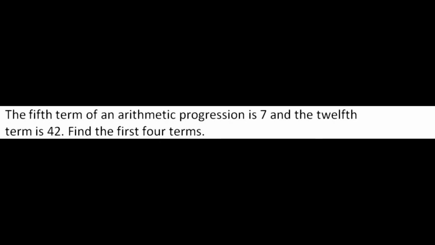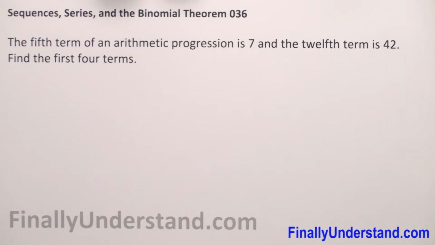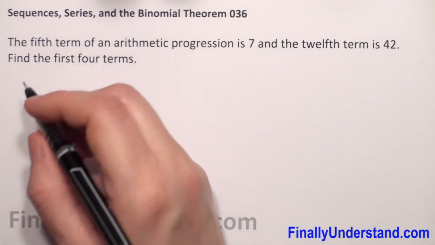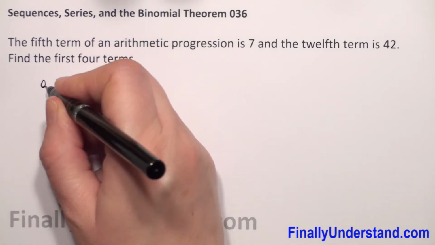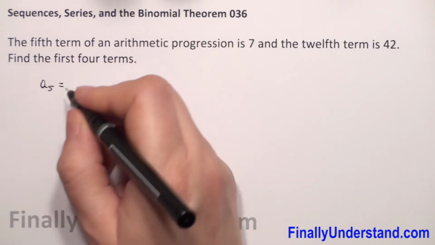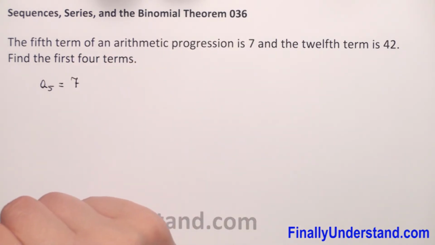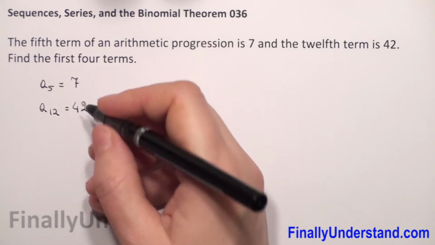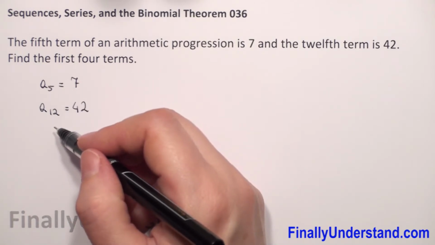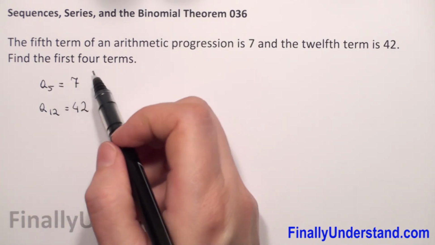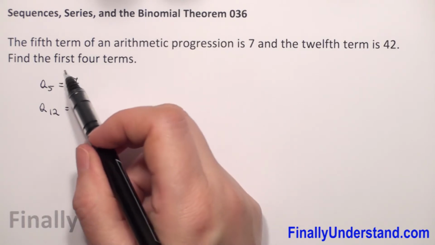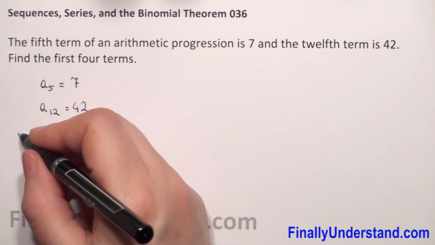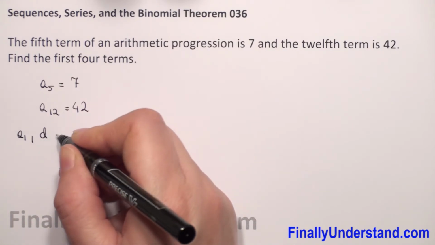The fifth term of an arithmetic progression is 7 and the 12th term is 42. Find the first four terms. So we are given that the fifth term, A5, is 7, and A12 is 42. We have to find the first four terms. To find them, we need the first term and, of course, the constant d.